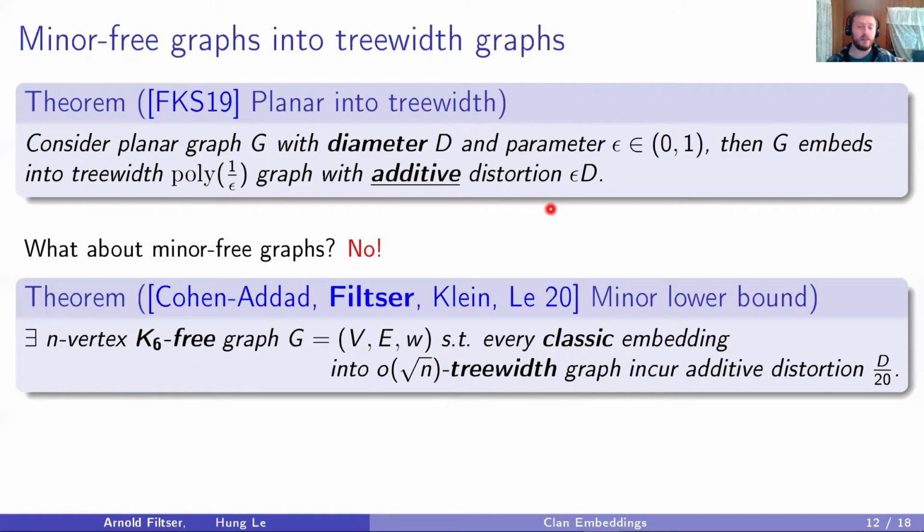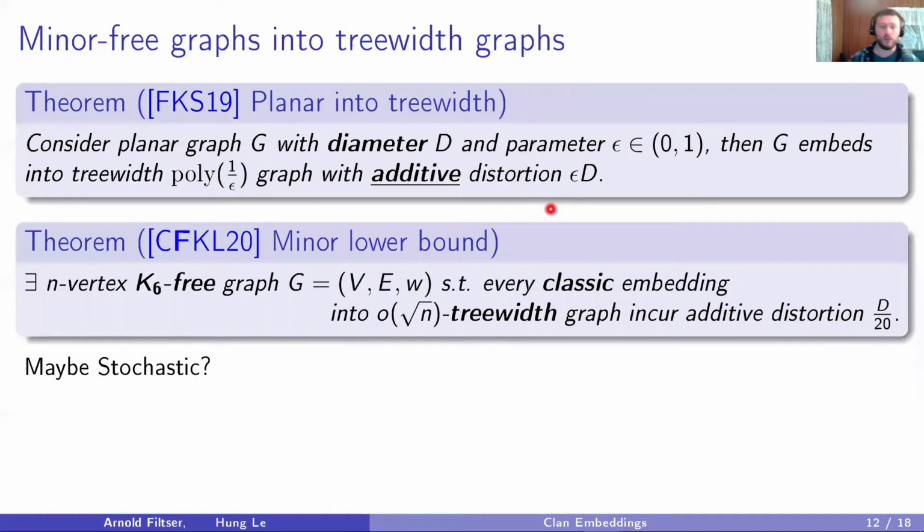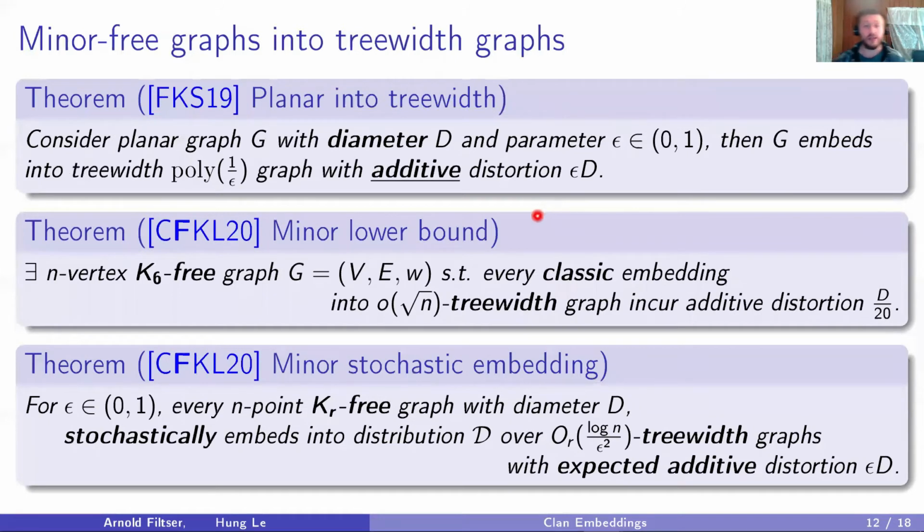However, once a classic embedding fails, the natural question to ask is, what about stochastic? Could you do it stochastically? And as we showed there, the answer is yes. Specifically, for every parameter epsilon and every n-vertex KR-free graph with diameter d, one can stochastically embed it into a distribution over graphs with treewidth log n over epsilon squared with expected additive distortion epsilon d.